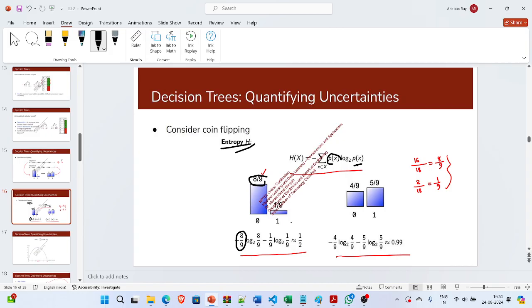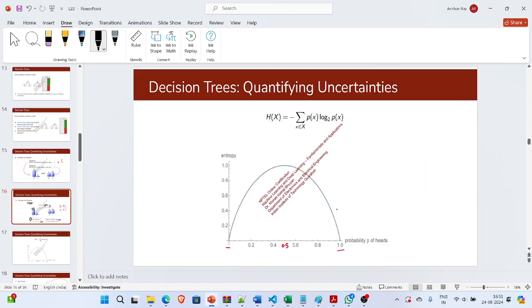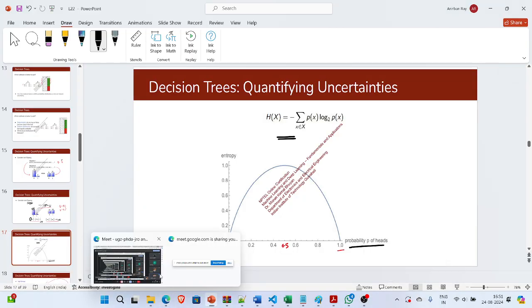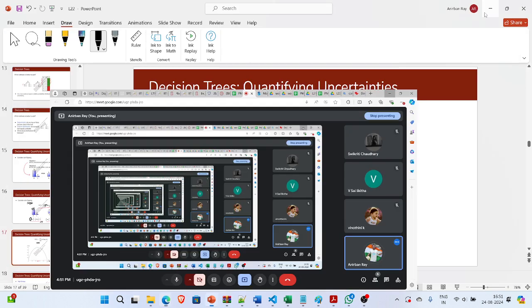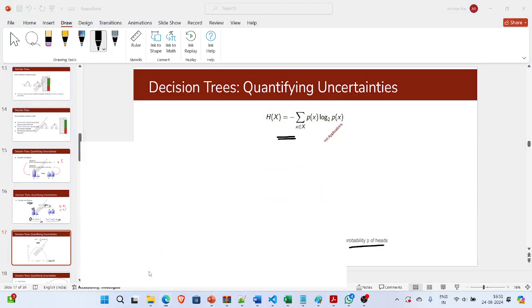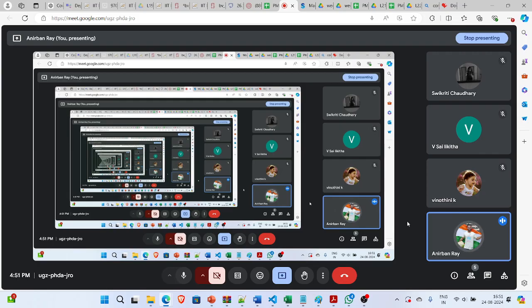So this is what we call entropy. We calculated entropy for both of these, 0.5 and 0.99. So we are understanding this better as well. Like entropy we have, and the probability p of heads. I'm going a little fast because I think you understand these things a little bit. Do you understand this, or maybe I can go slower as well?